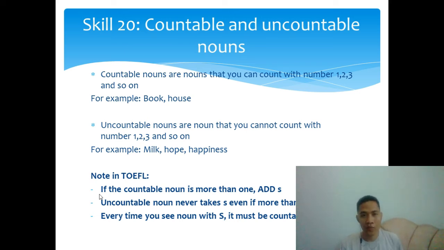Sometimes we know water. What do you think about water? Is it countable or uncountable? Water can be countable or uncountable depending on the context. I'm going to show you later on in the real test, alright?